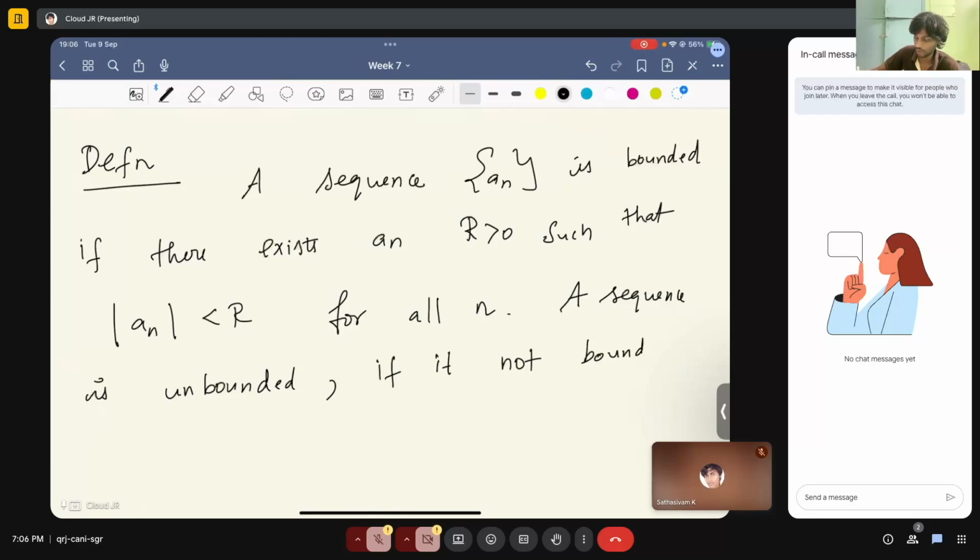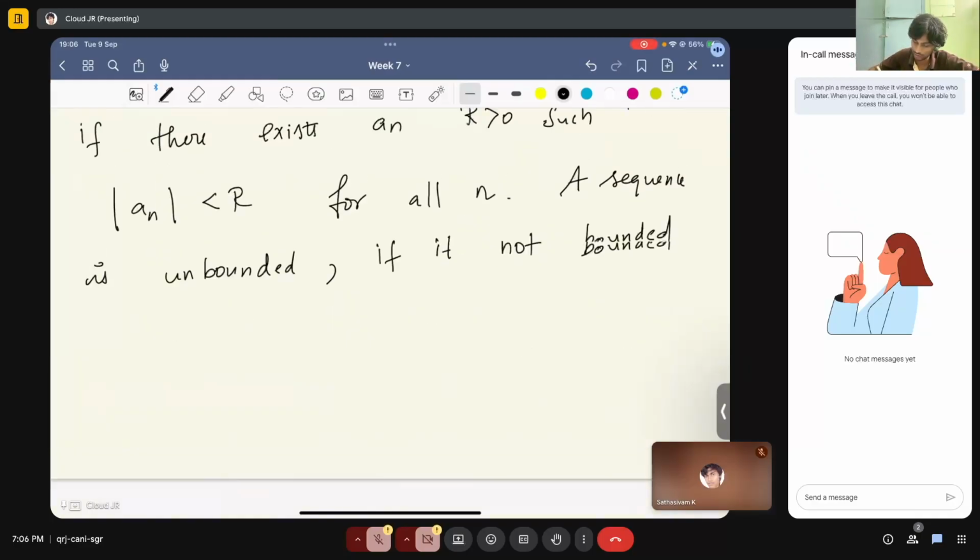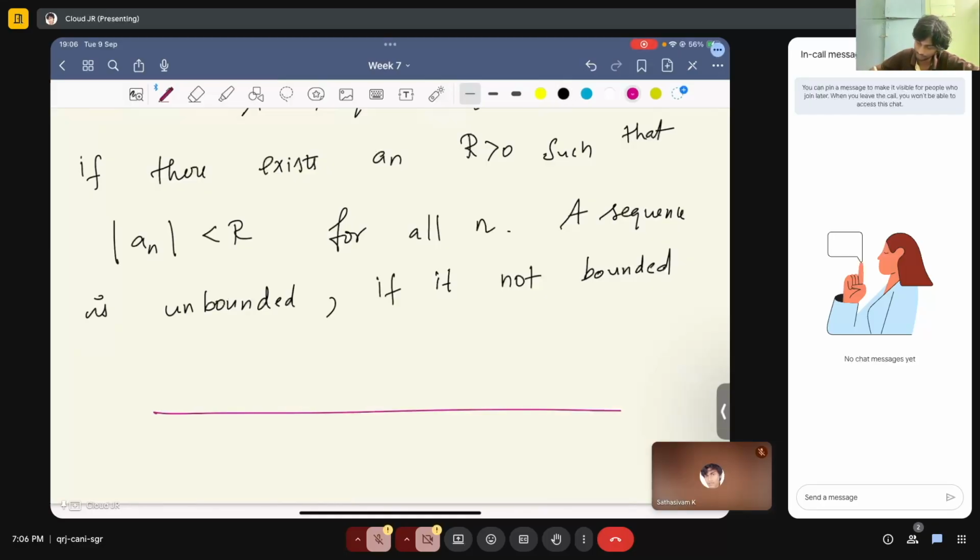If you want to imagine it, it looks like this. Let's say you start with 0 here, and you have plus r and minus r. A bounded sequence means you have multiple points here, but all of these points are somehow between these two. Here you can have a_n, a_n plus 1, a_n plus 2, a_n plus 3, whatever it is, but all of these points are between r and minus r.